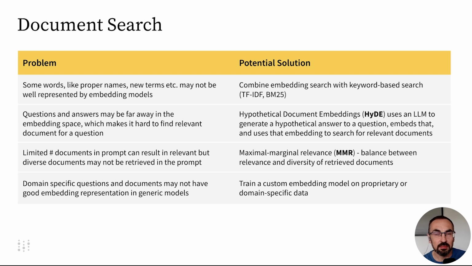And lastly, domain-specific questions and documents may not be represented well in generic models. Here, training a custom embedding model on your data, which is designed for your domain, can improve performance.